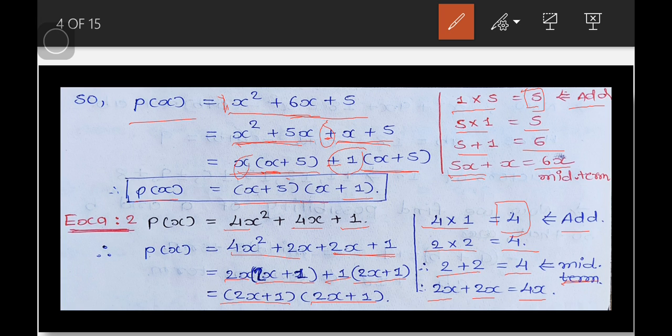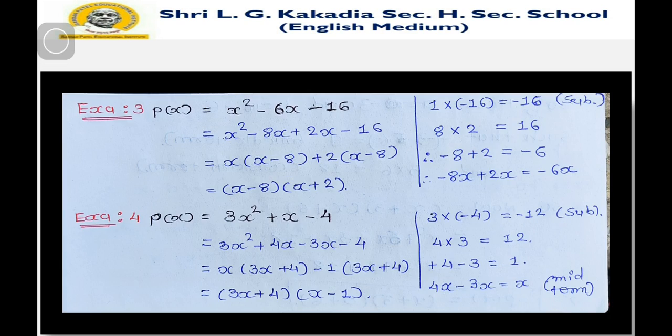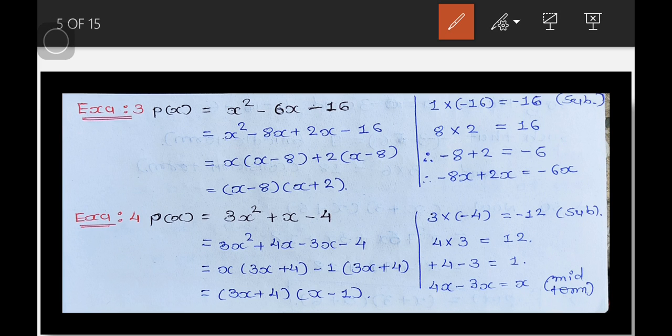So let us understand with one more example. Example number 3. Here given p of x is equal to x square minus 6x minus 16.